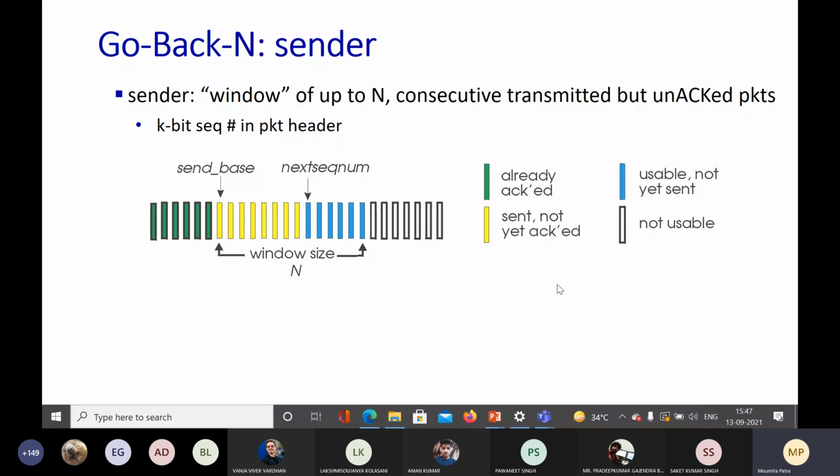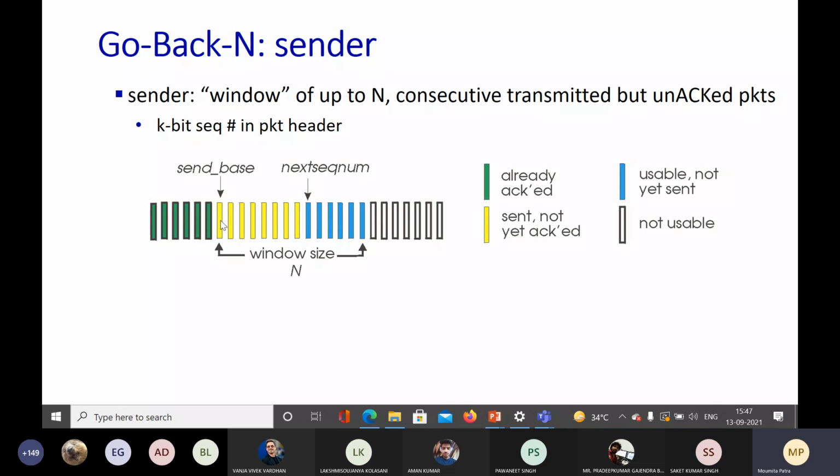Okay. Now we are saying that we will have a window. So window means within this interval, whatever packets fall in this, those packets can be transmitted even if they have not been acknowledged yet. So up to this part, that is the last green part, the packets were acknowledged. Okay, this is at the sender's side.